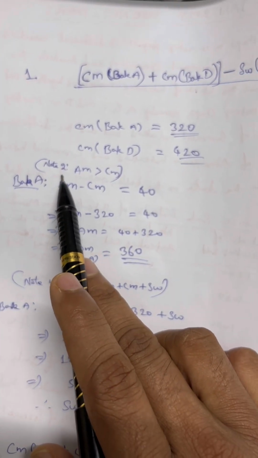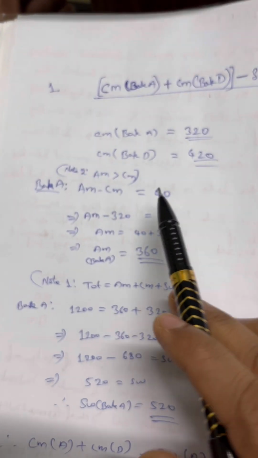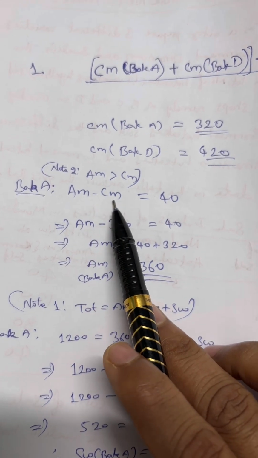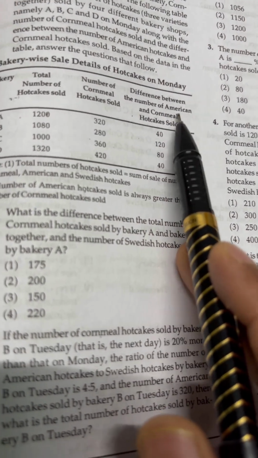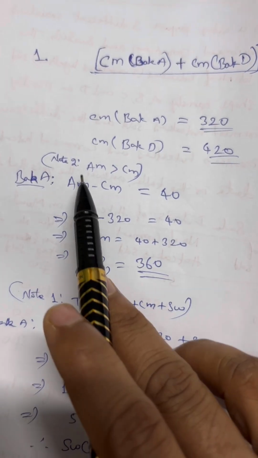And note 2 what they have given. Note 2 is American is always greater than cornmeal hotcake. That means you have to take it as American minus CM is equal to, for bakery A. Please observe here the last column: difference between American and cornmeal. That means American minus cornmeal, because American is always greater. So that is 40, for bakery A only. So that's why I have taken it as 40 based on note 2.